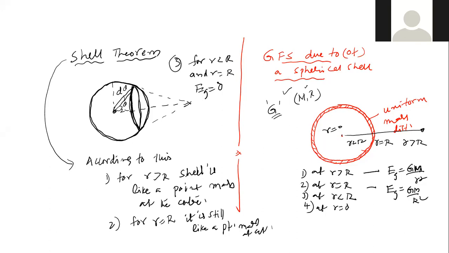For r equal to R, there are two cases. r equals R, we said it is a point mass and then Eg is 0. r less than R. In the third. Sorry, r equals 0. I'm sorry. It is r equals 0.